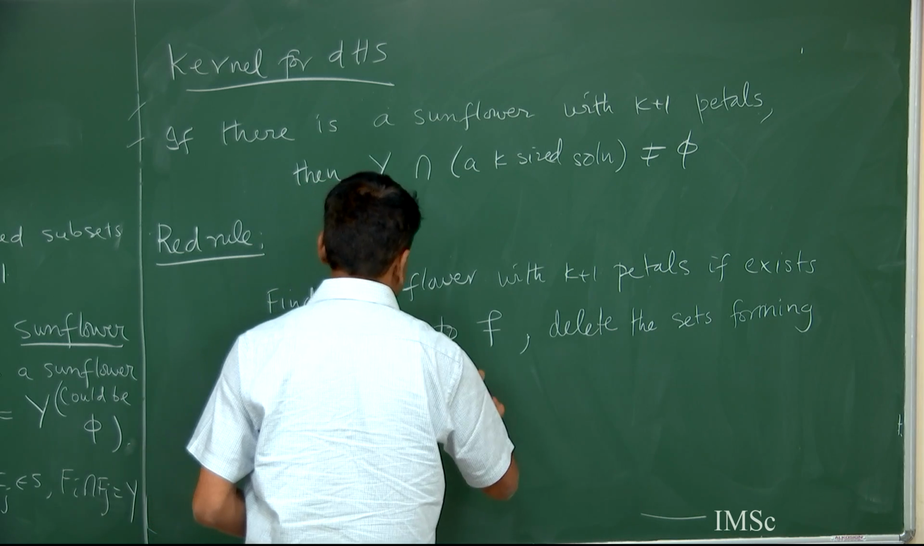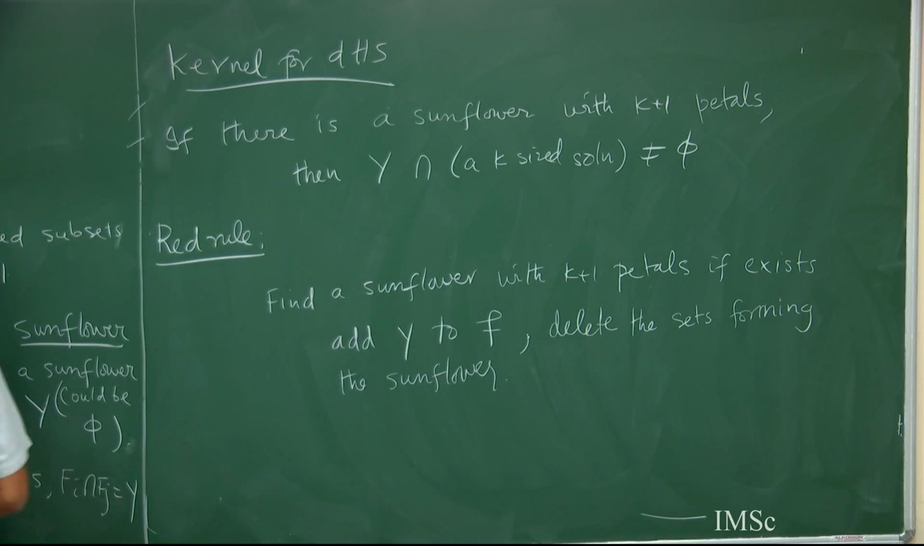So what this is saying is, if you manage to find the sunflower, remove these sets and replace it by just your core, because you have to hit it. So it's an if and only if. So you have to hit it anyway. That's what we argued here. And if you hit it, you have hit every set anyway. So you don't need to necessarily put those sets. So remove those sets, put the core into it. So now we have removed k plus 1 sets or more and replaced it by one set. So your family size comes down by k. Okay, so that means you will not do this forever. This process will stop.